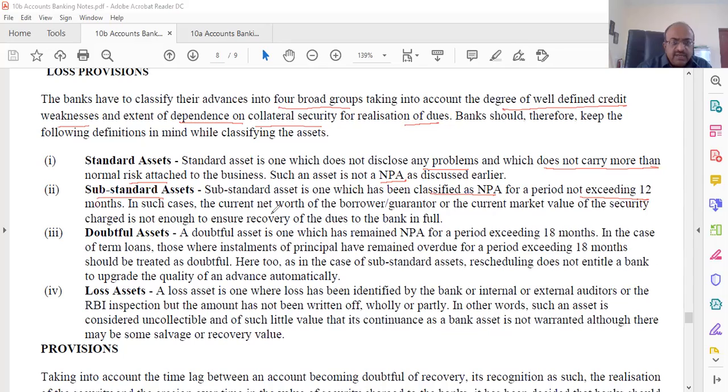In such cases, the current net worth of the borrower or guarantor or the current market value of the security charged is not enough to recover the dues to the bank in full. What is a doubtful asset? A doubtful asset is one which has remained NPA for a period exceeding 18 months.